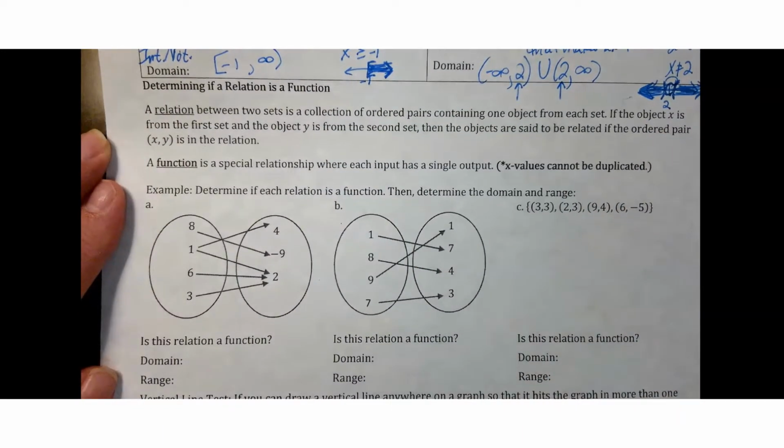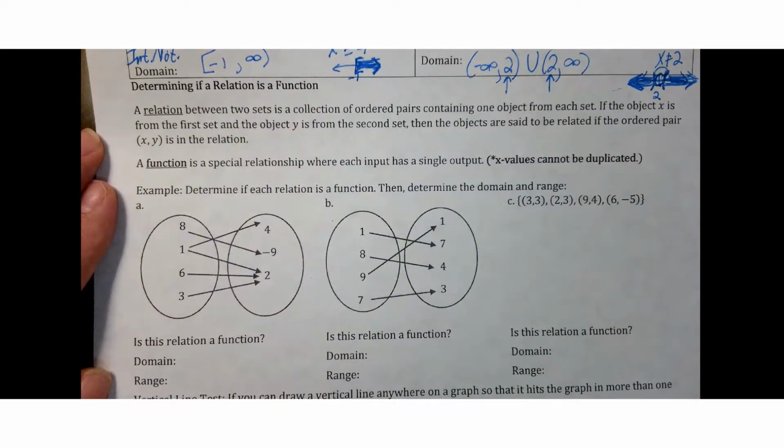We're also going to talk about determining if a relation is a function. So we have a relation. A relation between two sets is a collection of ordered pairs containing one object from each set. If the object X from the first set and the object Y is from the second set, then the objects are said to be related if the ordered pair XY is in the relation. A function is a special relationship where each input has a single output, which means that X values cannot be duplicated, and that's the key to this.